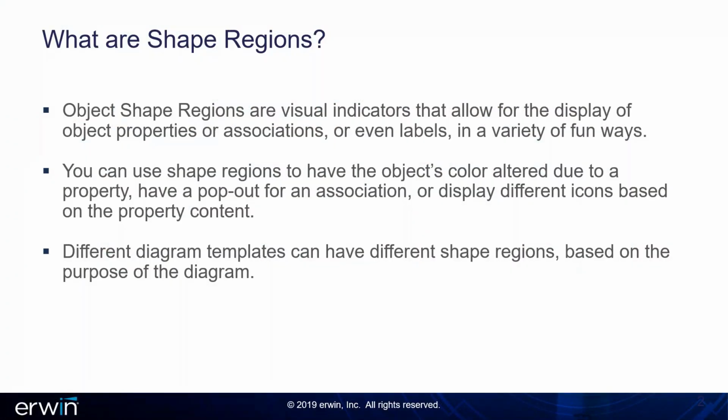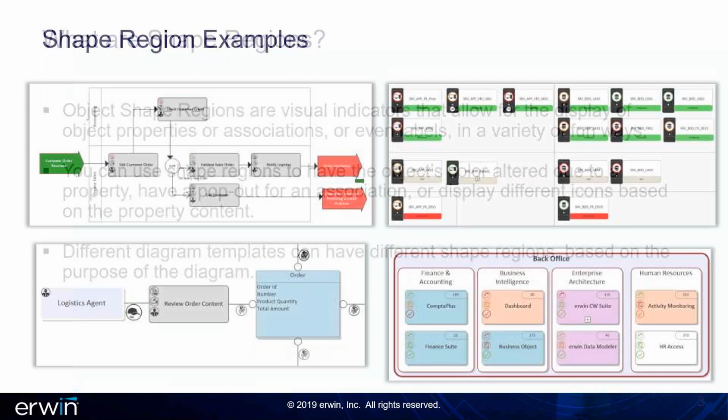Shape regions are visual indicators that allow the display of different object properties or associations in a variety of interesting ways. You can use shape regions to have an object's color altered due to a property. You can have a pop-out for an association. You can have an icon appear based on a property or even a gauge. So it really depends on the purpose of the diagram, and you can have the same object types on different diagram templates look different based on the way the palettes have been configured.